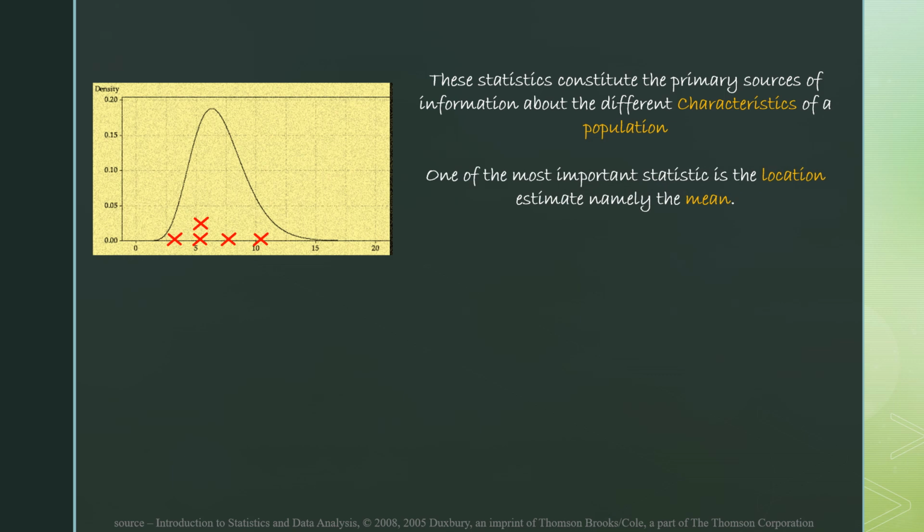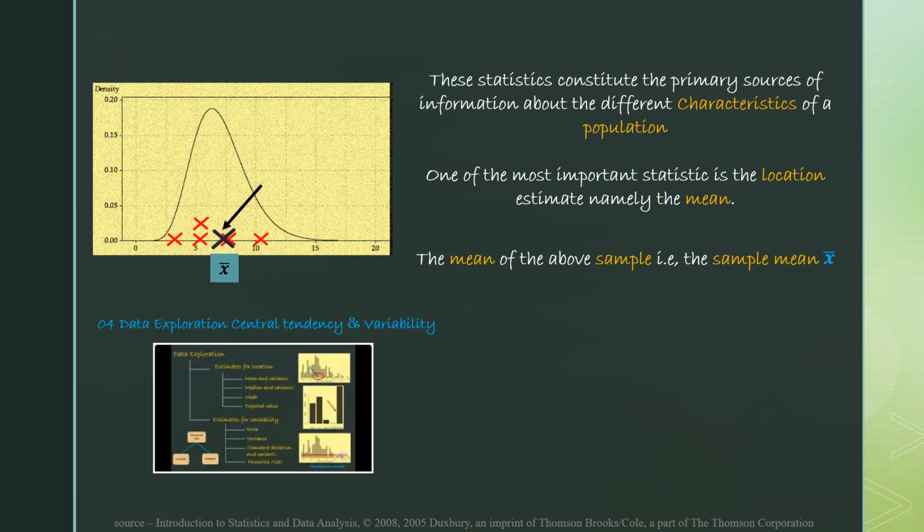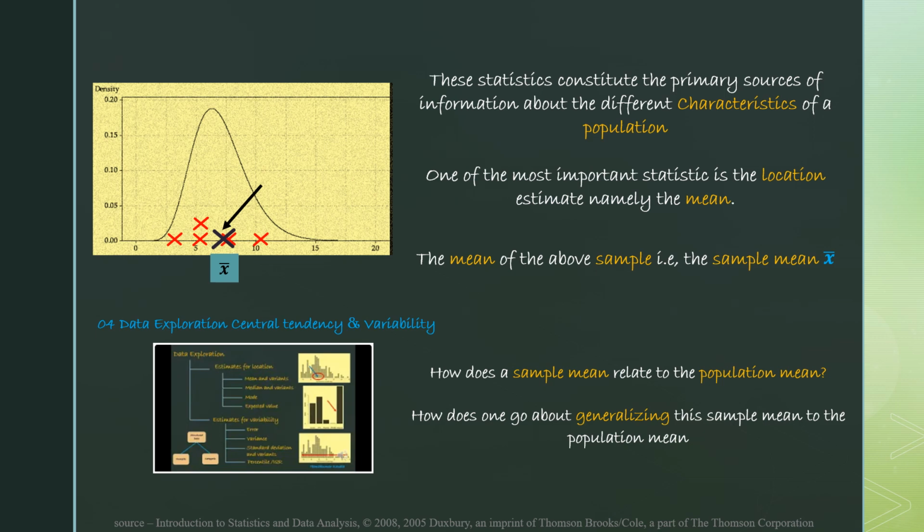One of the most important statistics is the location estimate, namely the mean. The mean of the above sample, that is the sample mean x bar, is the average value of the sample data. Refer to the video on data exploration, central tendency, and variability. How does a sample mean relate to the population mean? In other words, how does one go about generalizing this sample mean to the population mean?